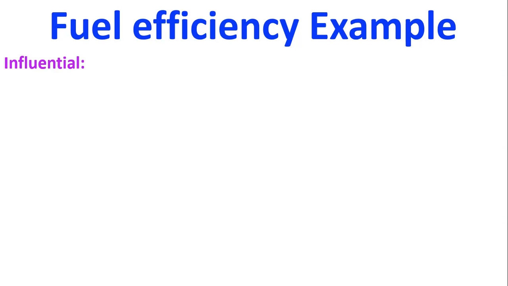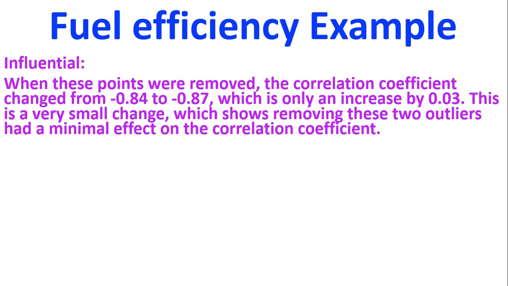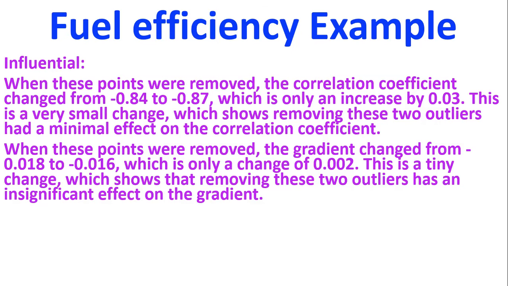So then we do our influential check. We talk about, well, when I remove those points, our correlation coefficient changed from negative 0.84 to negative 0.87, which is only an increase of 0.03, which is a very small change, and that shows that it's had a minimal effect when I remove them. Same with our gradient, which changed from negative 0.018 to negative 0.016. I've rounded that, by the way. So that's a tiny change of 0.002.